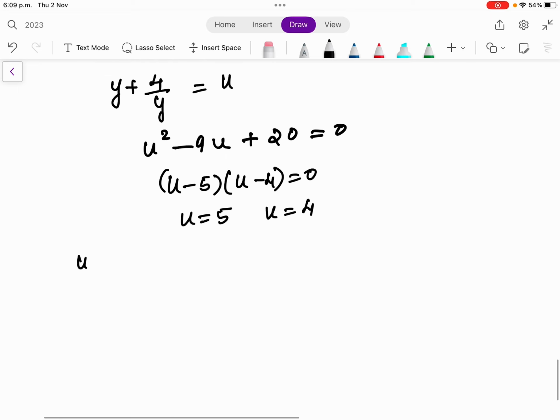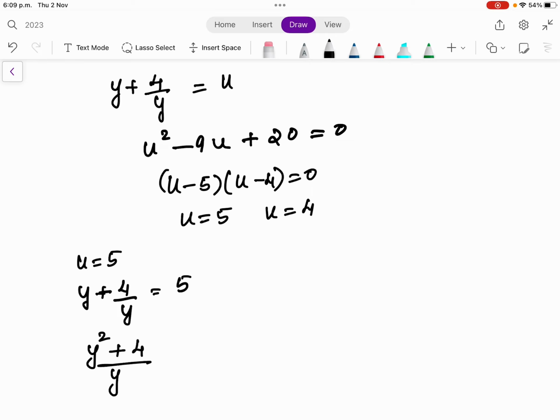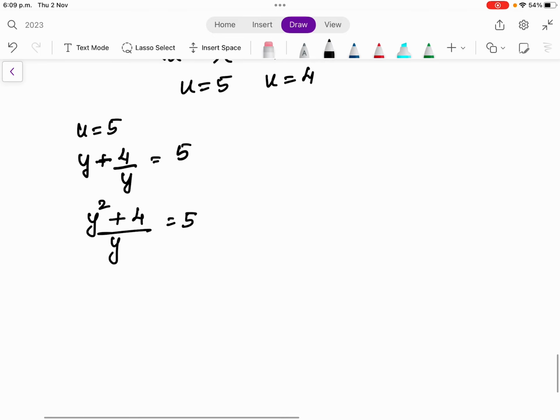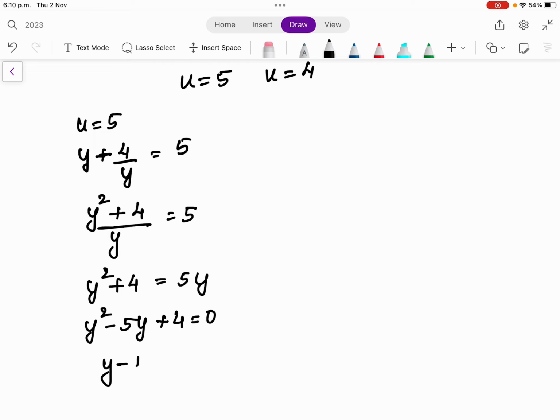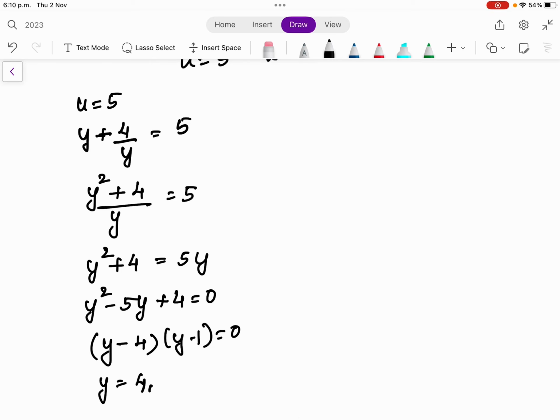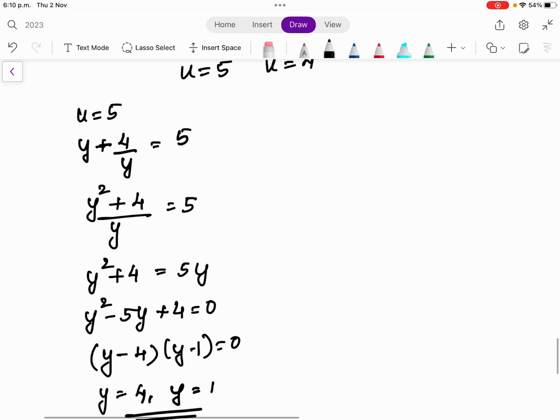So let me take u is equal to 5, which means that y plus 4 over y is equal to 5. Then I need to simplify this using cross multiplying. So it is y square plus 4 over y is equal to 5, and y square plus 4 is equal to 5y. Y square minus 5y plus 4 is equal to 0. Then I can put it as (y - 4)(y - 1) = 0. So I am getting two values here, y is equal to 4, y is equal to 1.